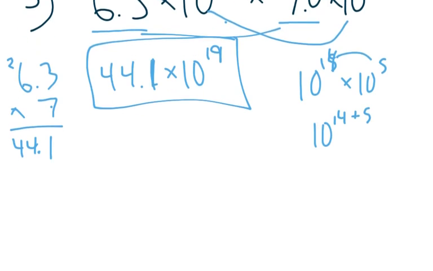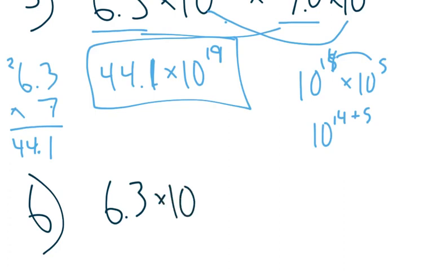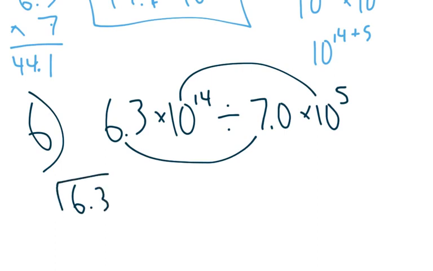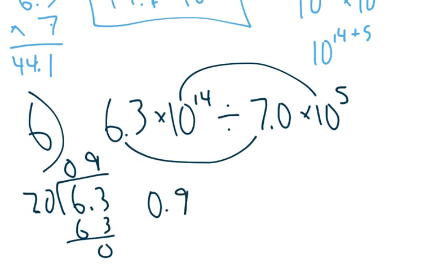Finally, we'll do some division, and we'll just use the same numbers to keep life easy for us. 6.3 times 10 to the 14th divided by 7.0 times 10 to the 5th. So again, what we're going to do is divide these. So those guys play together, these guys play together. 6.3 divided by 7.0. We end up getting 0.9. So that would work out quite well. So 0.9, put the point there.